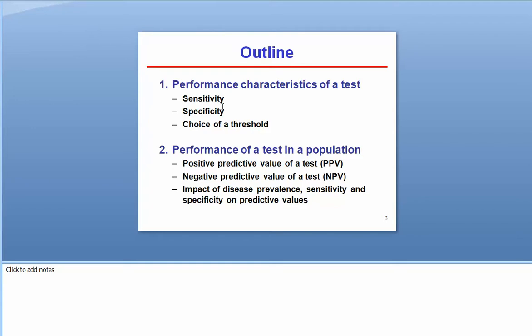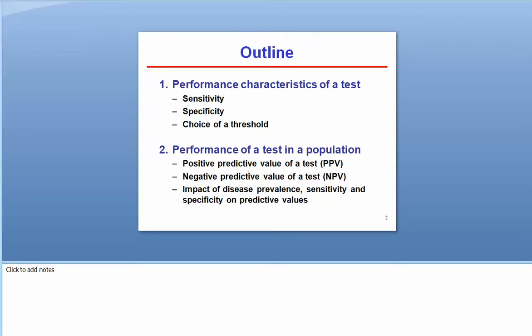Actually, sensitivity and specificity are very important features that are used to see how effective a test is. Let's not worry about choice of a threshold. That's kind of biological in nature, so I don't know enough about how to even set the threshold, but let's talk about sensitivity and specificity. And then also, once you're given a test, the performance of a particular test in a population also matters.